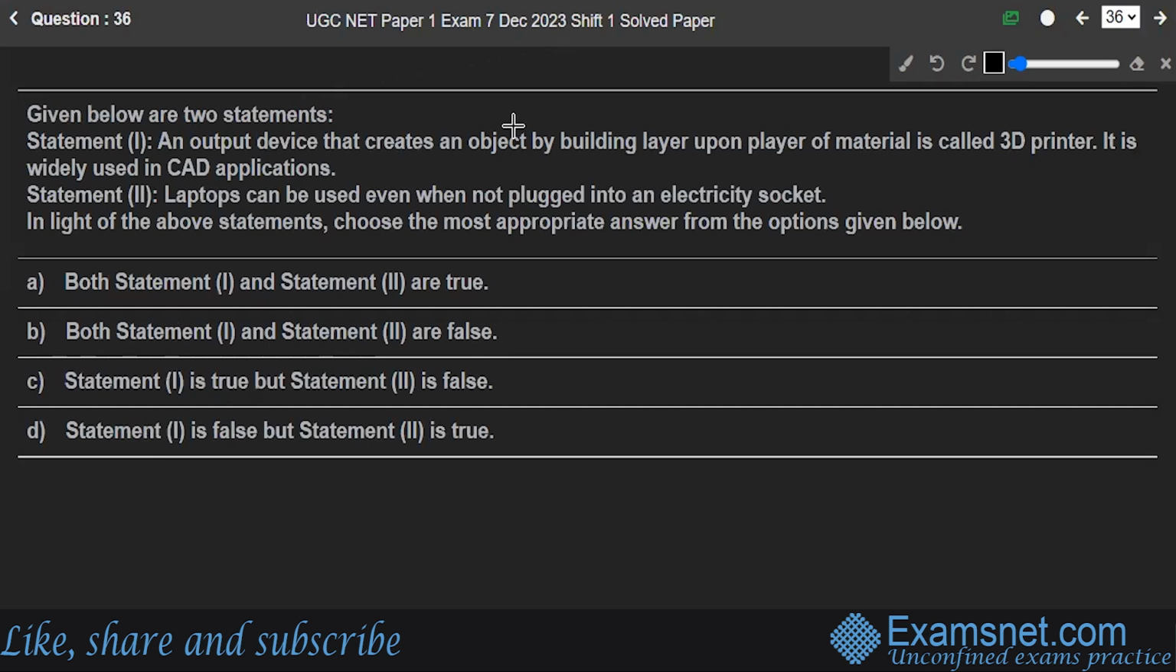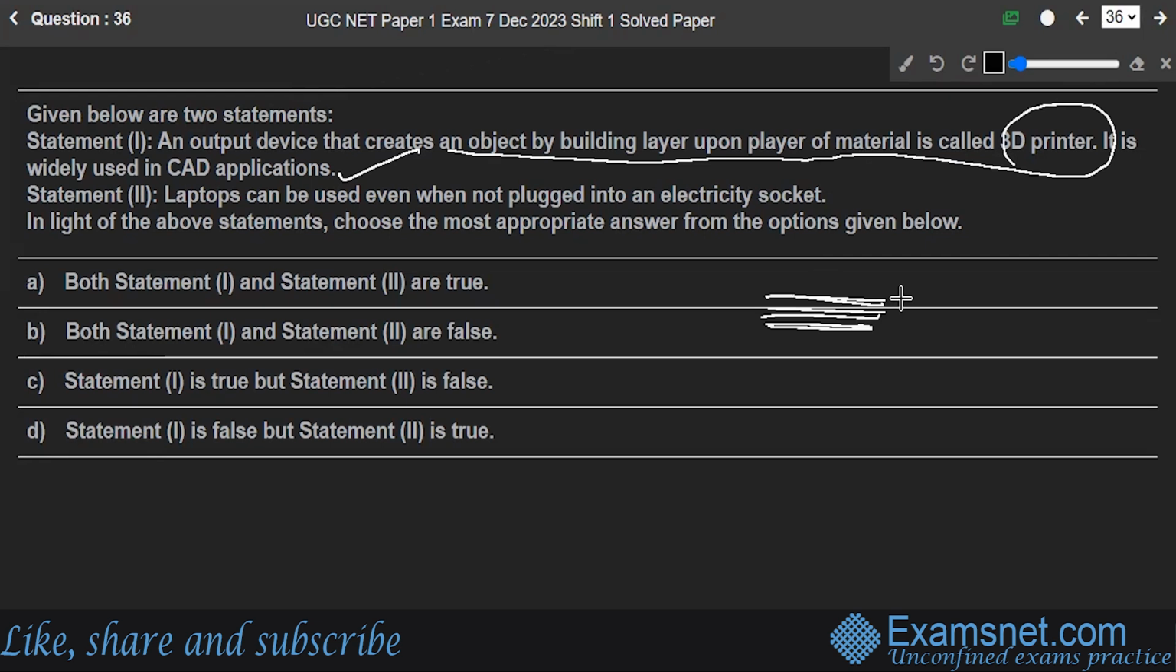So you again have two statements. Let's read and see which is right and wrong. First statement: an output device that creates an object by building layer upon layer of material is called a 3D printer. It is widely used in CAD applications. Yes, that's absolutely right. A 3D printer is an output device that creates an object by building layer upon layer of the material. It's widely used in computer-aided design, that's your CAD, applications, where it is used to create prototypes and models. So the first one is right.